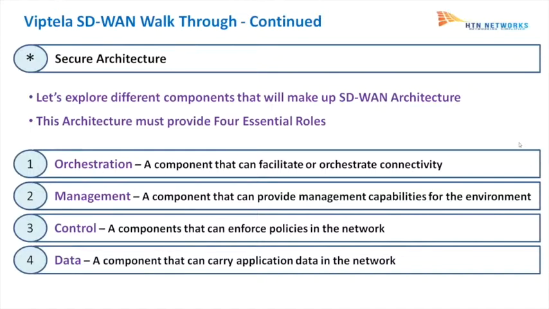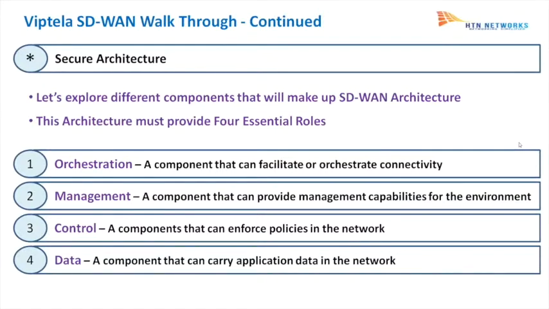So the first role is the orchestration. Orchestration is a component that can facilitate or orchestrate the connectivity. When all the components come up in the network, you need one component that can do the coordination between all the components, authenticate them, and bring them up in the overlay network.